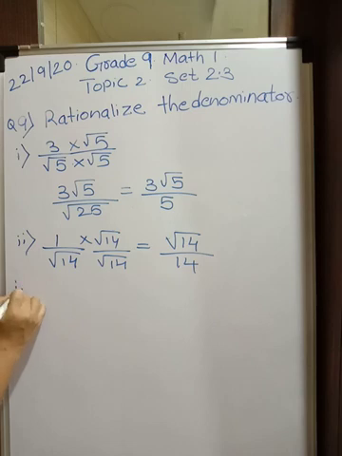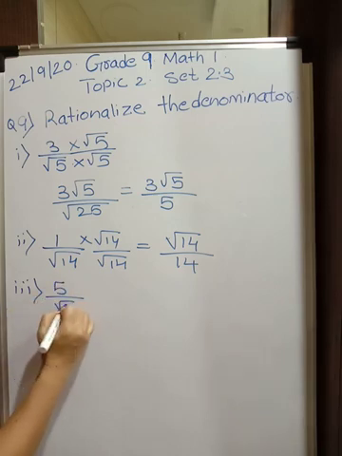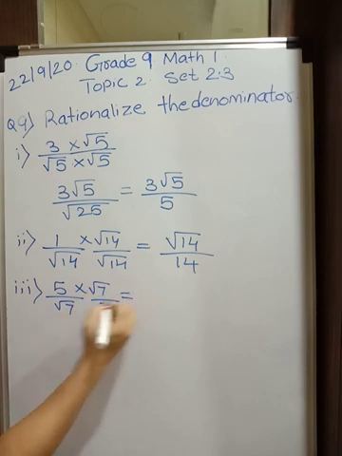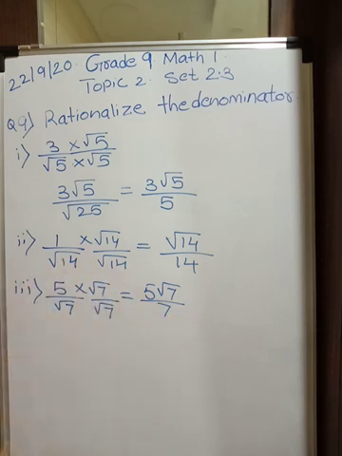Now see the third problem. Let us check. It is 5 upon root 7. Now see, you can do it orally. 5 upon root 7. I need to multiply it with root 7 upon root 7. Now I am writing directly. It will be 5 root 7 upon 7. The denominator is rationalized.